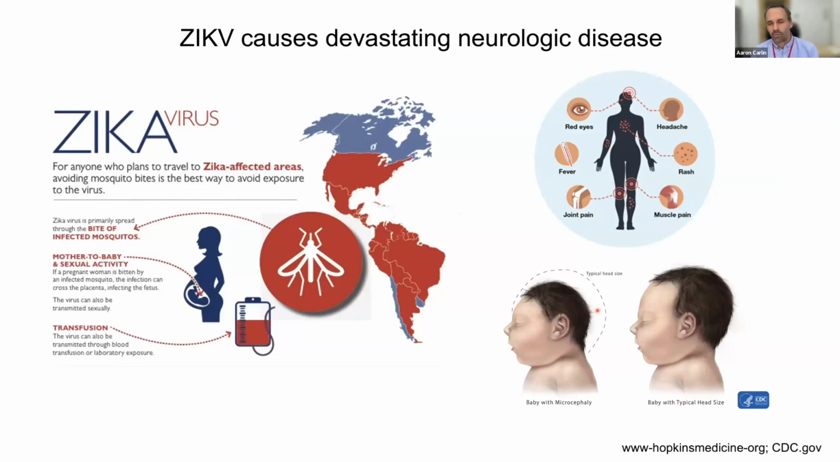The rates of that vary widely from something about 5% to about 40%. So we don't know the exact numbers. And we've also found that infants that we thought were normal at birth actually went on to develop neurologic sequelae later on in development. And so this is an incredibly devastating disease when neonates are infected.